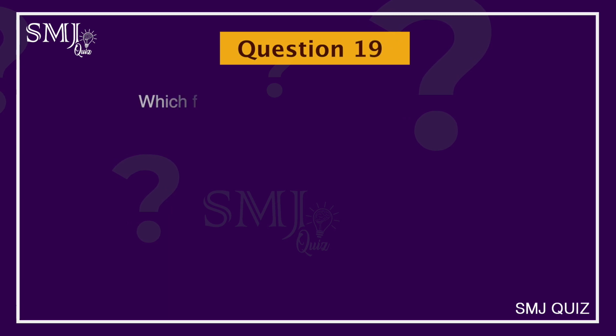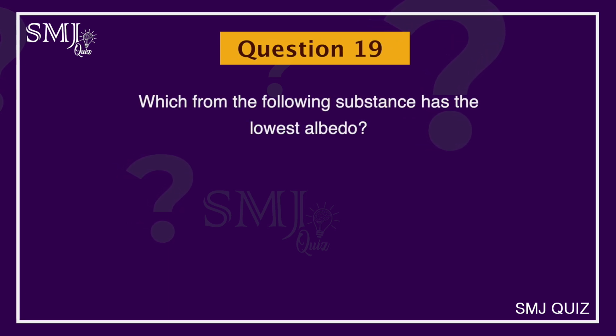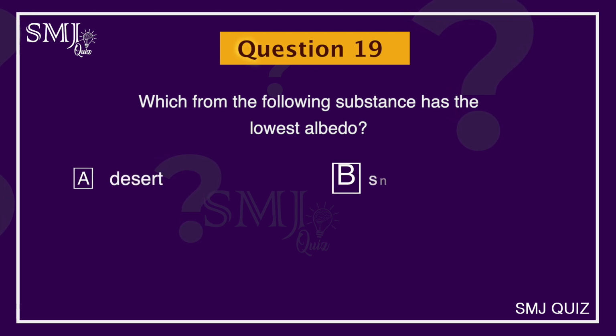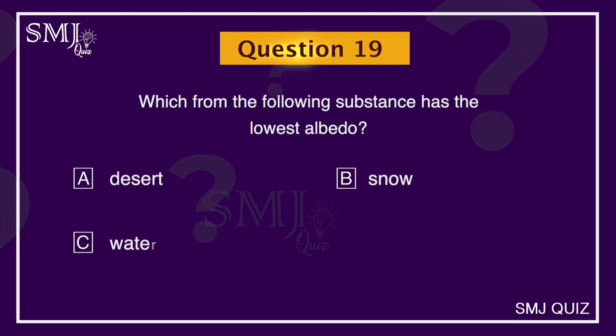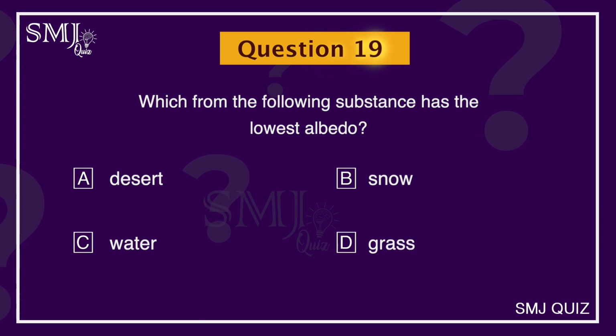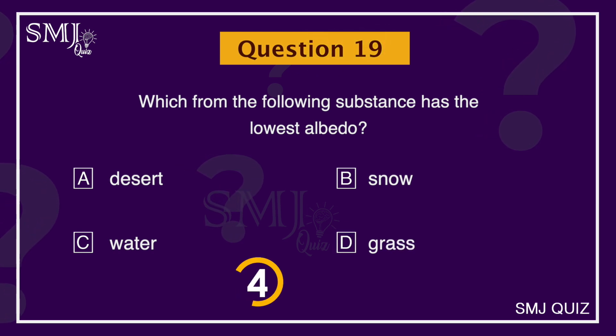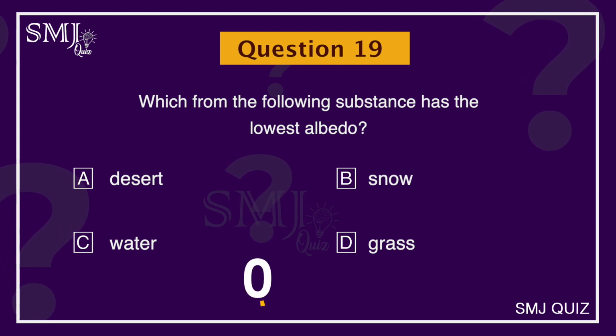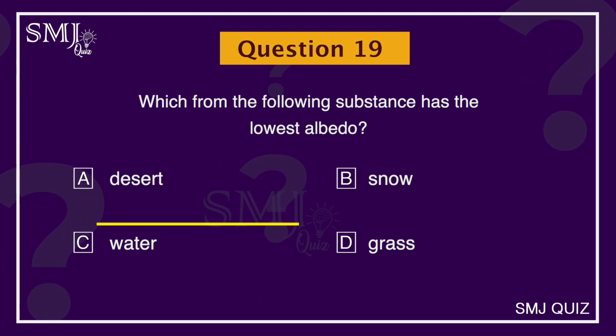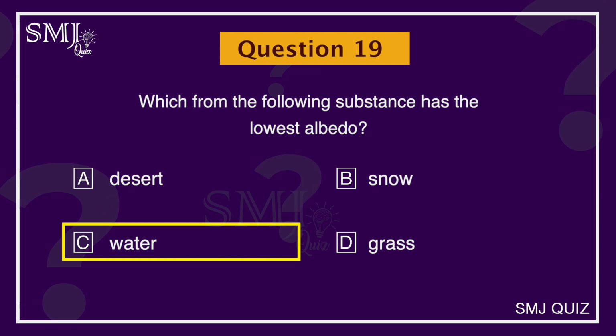Question 19. Which of the following substances has the lowest albedo? A. Desert, B. Snow, C. Water, D. Grass. The answer is C. Water.